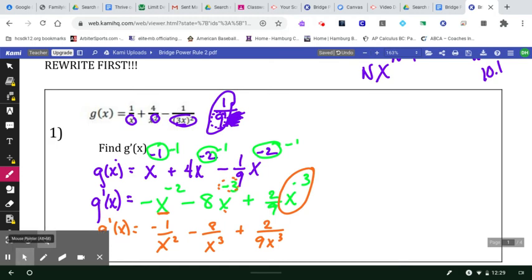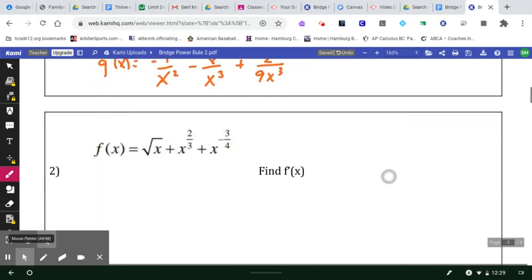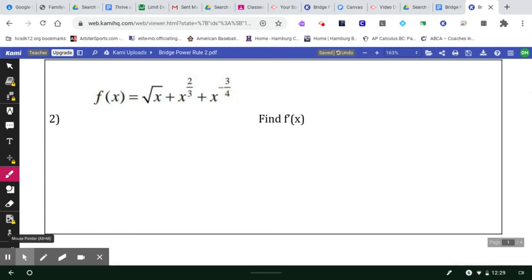Let's go ahead and try another one. So, again, let's just play the same game. It's almost written perfectly. It's just this first term that you have to mess with. So take a moment and pause it. Rewrite it and derive it, and then let's compare.